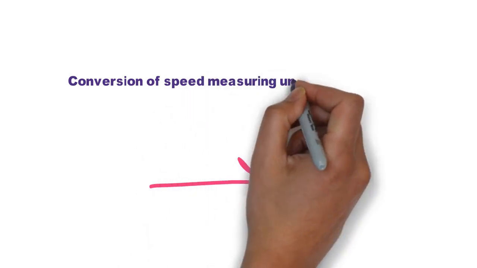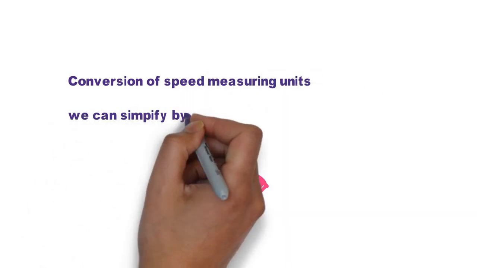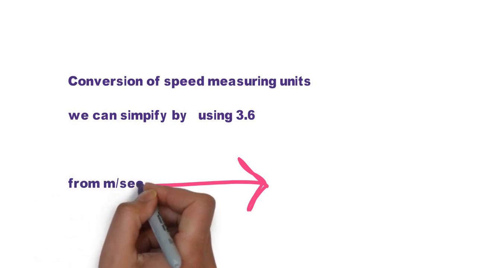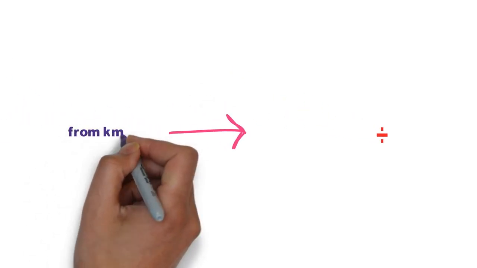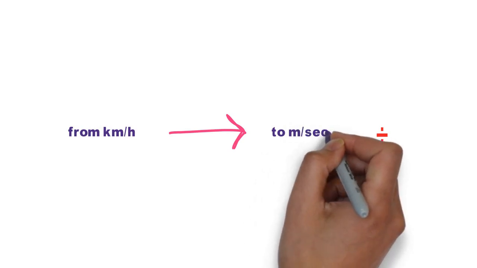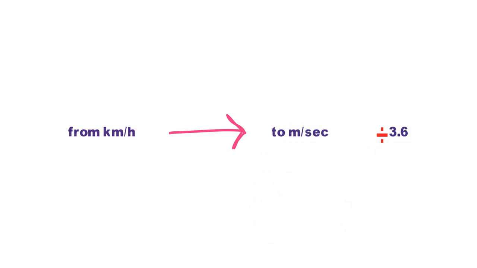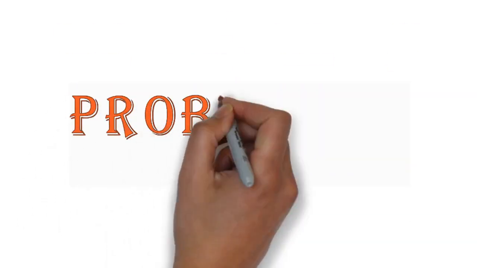Conversion of speed measuring units we can simplify by using 3.6. This is the number we can use to convert from meter per second to kilometer per hour very easily. Or we can use it also to convert from kilometer per hour to meter per second by dividing by 3.6. We will see how in our problems.